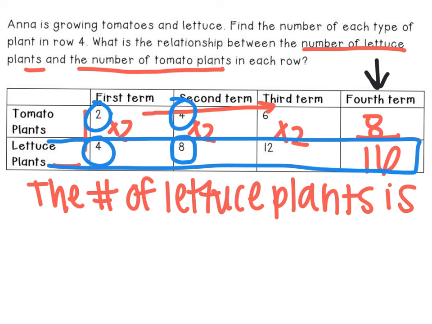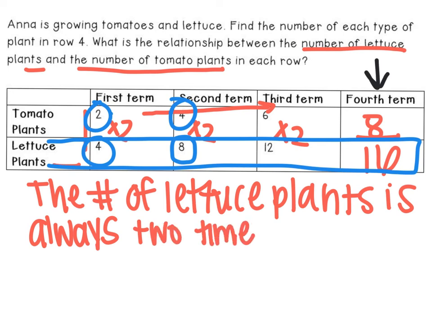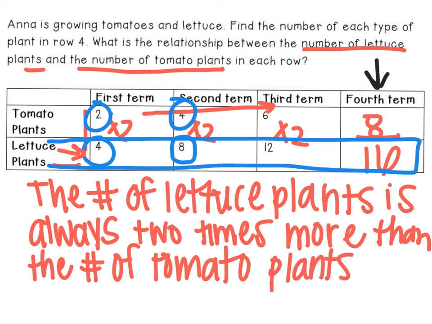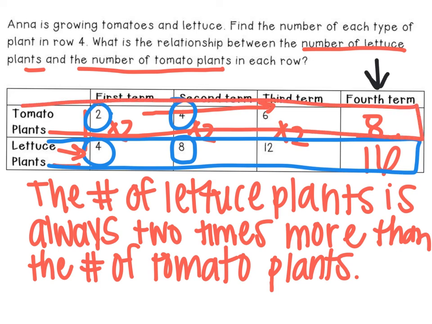So the number of lettuce plants is always, remember, a relationship should always happen. So that word always is really important. The number of lettuce plants is always 2 times more, because lettuce's row is always bigger than the number of tomato plants. This would be a perfect answer. Now remember, with relationships, I could always write it backwards. I don't have enough room to write this, but I could also write the number of tomato plants, which is up top here, is always 2 times less than the number of lettuce plants.